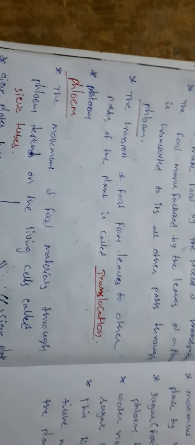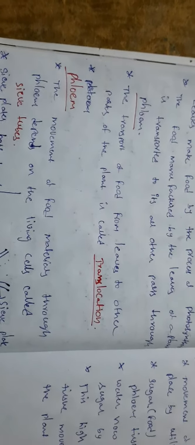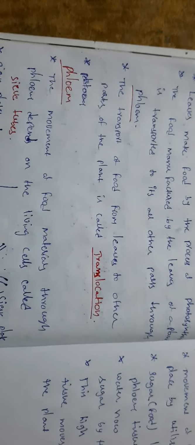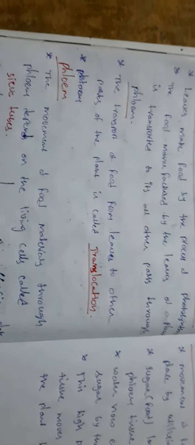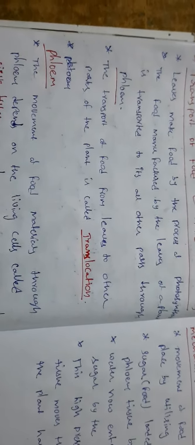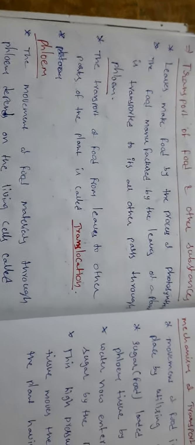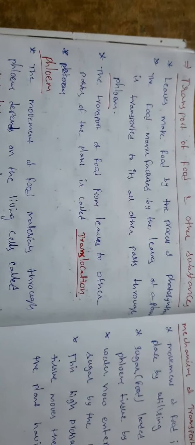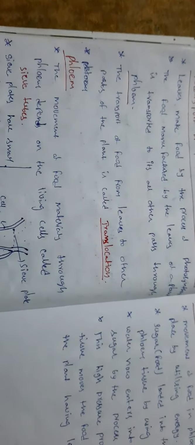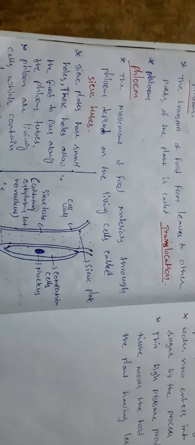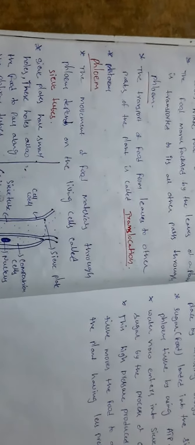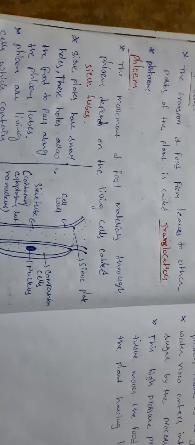It is multi-directional. The transport of food from the leaves to other parts of the plant is called translocation. So, very important, one more question: what is translocation? The food is transported to all other parts of the plant from the leaves, because the leaves only make the food, right? Next, what is the structure of the phloem? The phloem only transfers the food materials, right? So what is the structure of the phloem?